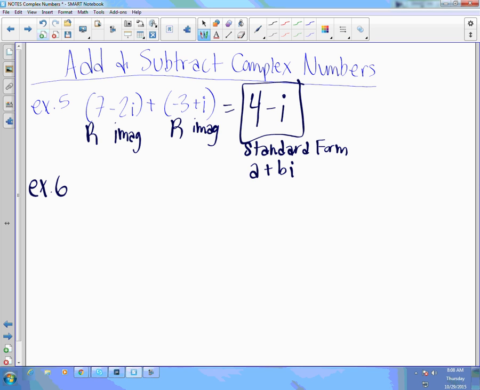Okay, let's do this one. 1 plus 5i minus 3 minus 2i. Be careful, because our first test had problems like these, right? Just combining like terms. That subtraction has one extra step, so don't forget that subtraction has one little trick that you have to do first.